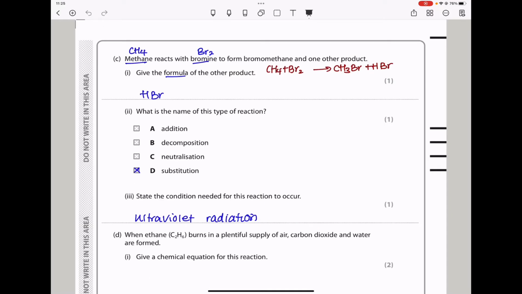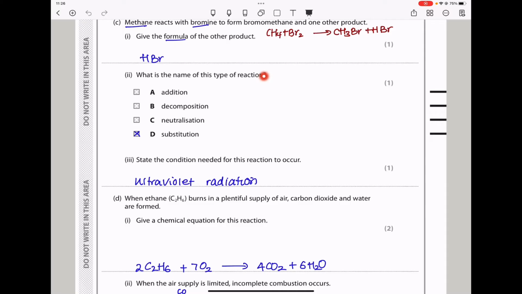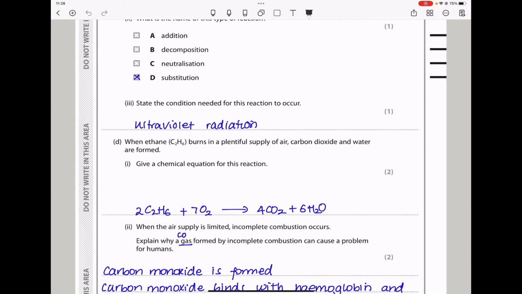Moving on. In part C, methane reacts with bromine to form bromomethane and one other product. Give the formula of the other product. When this reaction occurs, we can see methane is going to react with bromine, forming bromomethane and hydrogen bromide. So this is a substitution reaction, and the product we're looking for is going to be HBr. The next they say, what is the name of this type of reaction? This is a substitution reaction because Br replaces hydrogen, and then hydrogen replaces the Br on the other side, so it's a substitution reaction. The next part says state the conditions needed for this reaction to occur. We need UV radiation or ultraviolet radiation.